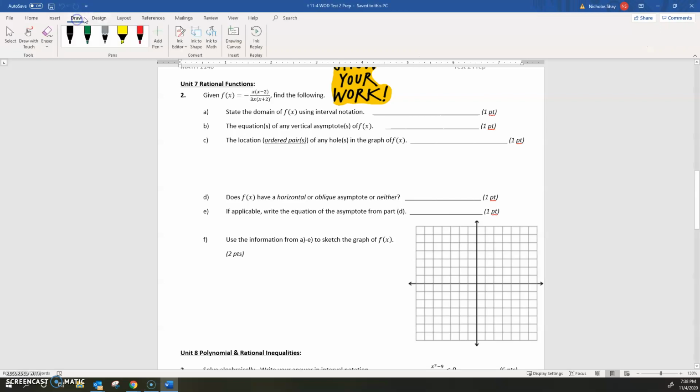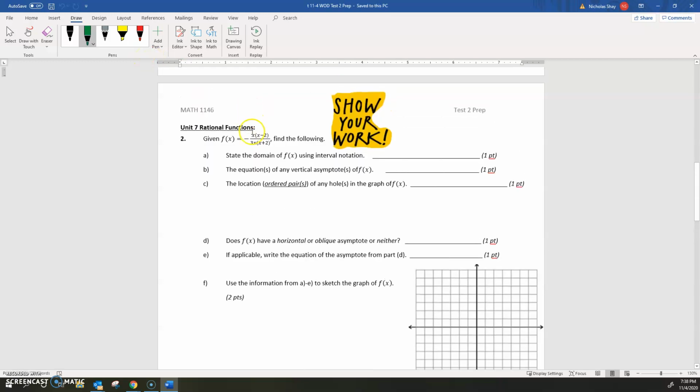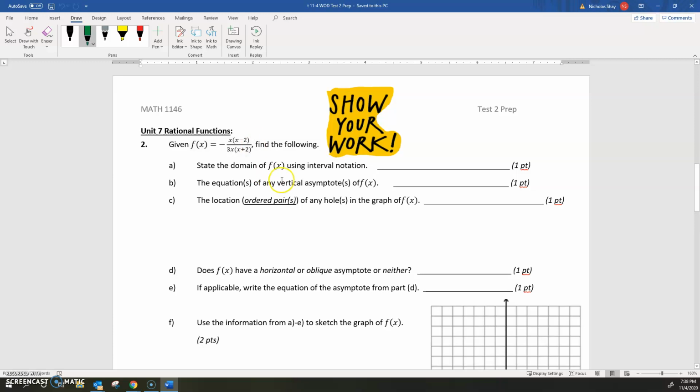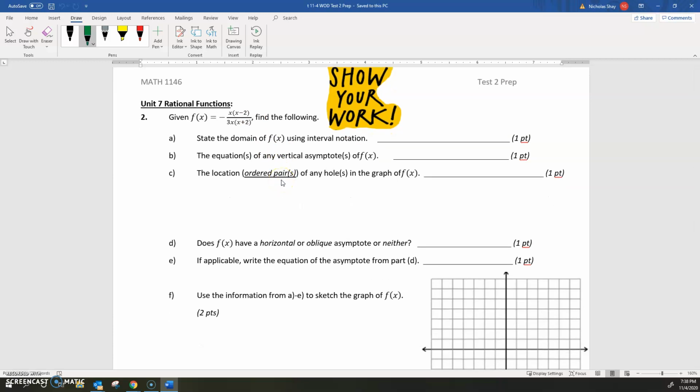So the first thing we want to do with this one is check to see that it's factored. It is in fact factored, which is helpful for us. Next step is going to be to find the domain. So we want to find the excluded values, or the values that'll make the denominator 0. We can see there's one right there.